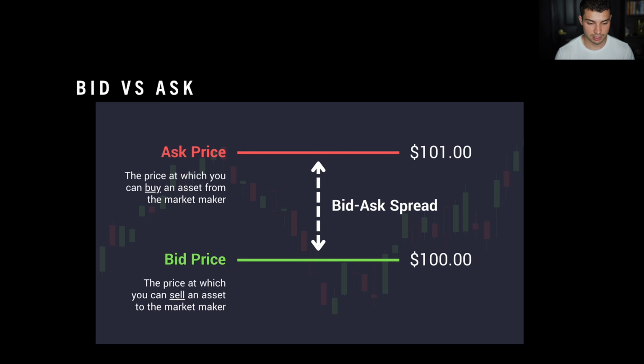But before we go into any more, like I said in the previous video, you already understand what bid versus ask means, but might as well let me do it again here. The ask is the price at which you can buy an asset from the market maker, and the bid price is the price at which you can sell an asset to the market maker, all right? And the bid versus ask spread is just a subtraction between those two.